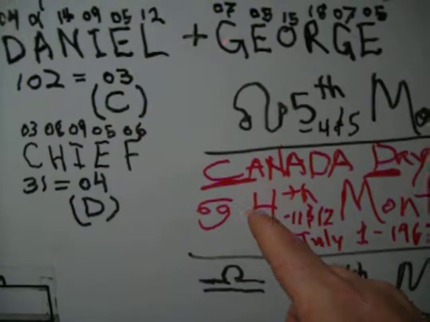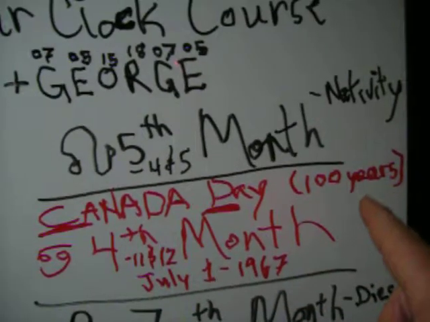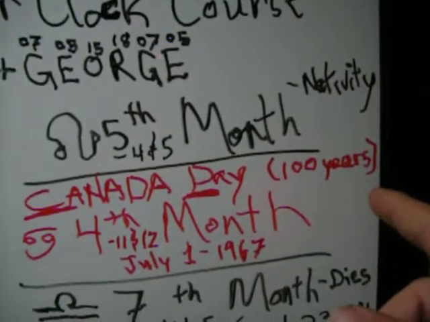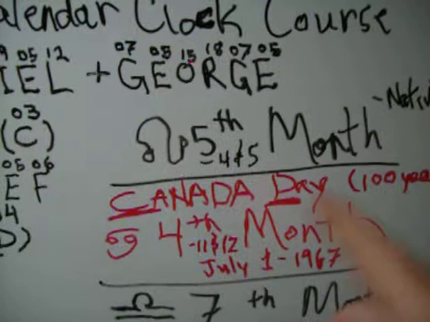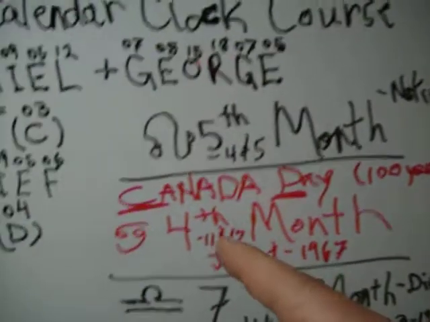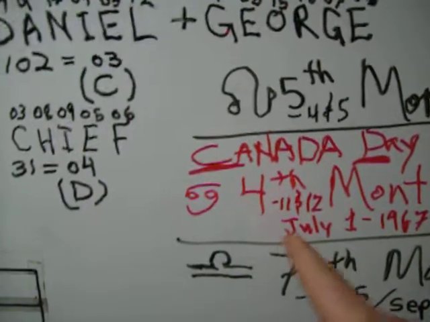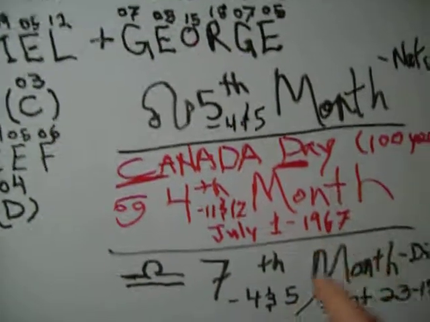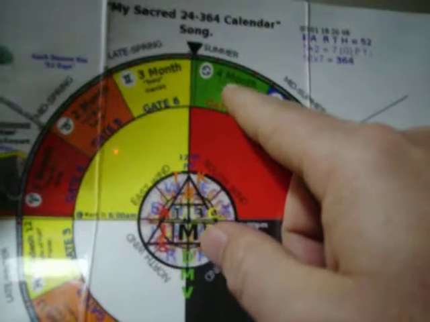Okay, and you can see that in a speech that this man makes later on in his life. That was on Canada Day, a celebration of 100 years. So Canada Day, 100-year celebration, which is July 1st every year. Now I want to show you my calendar. So July 1st is in the 4th month.